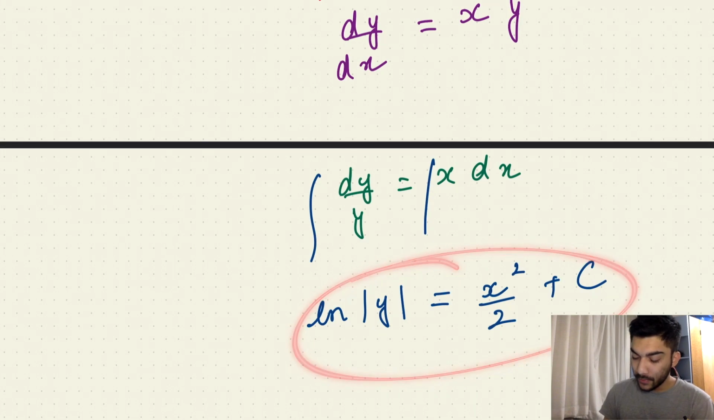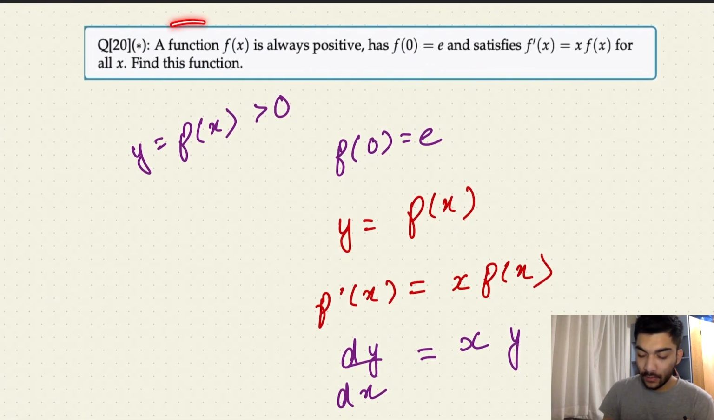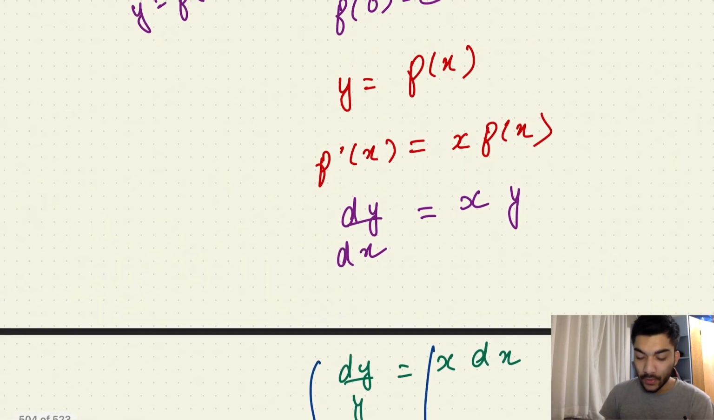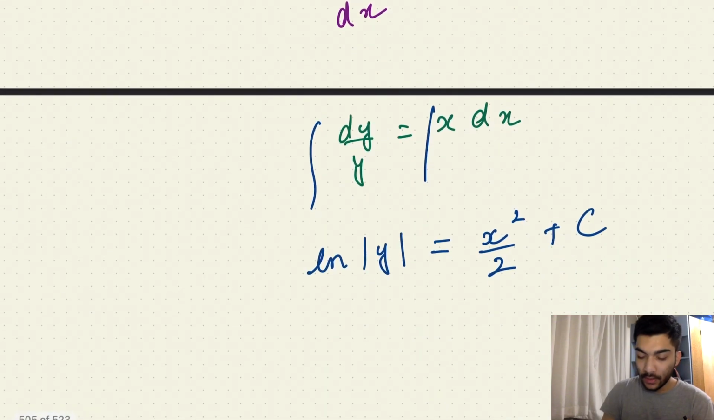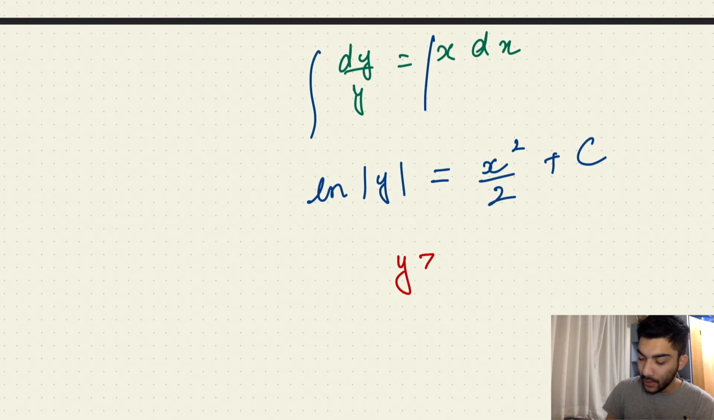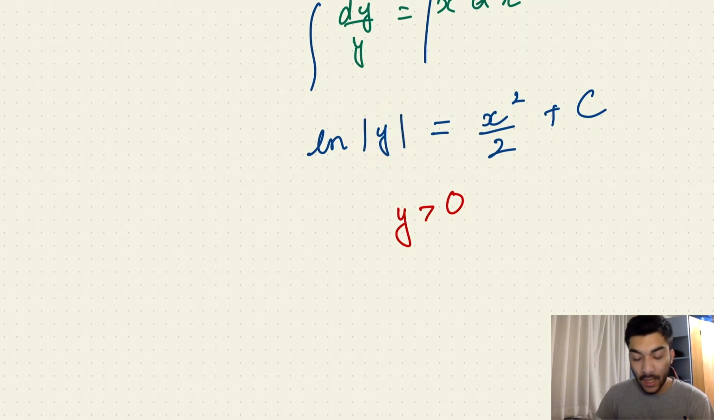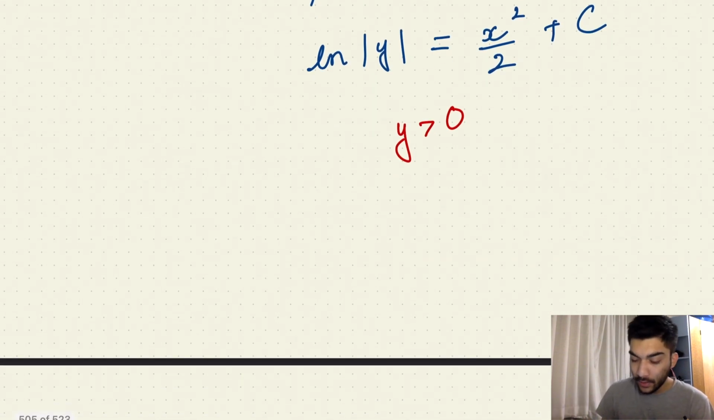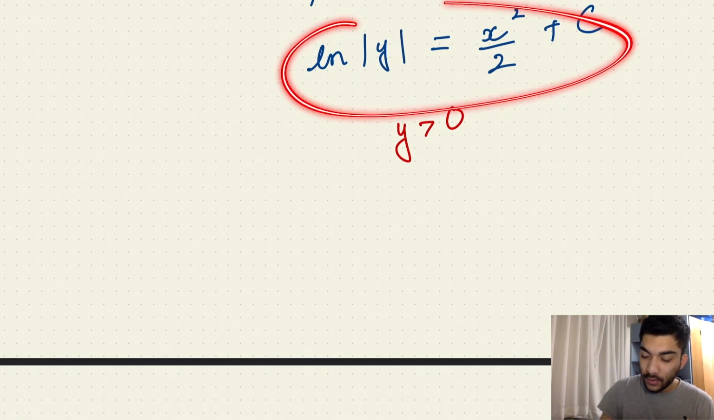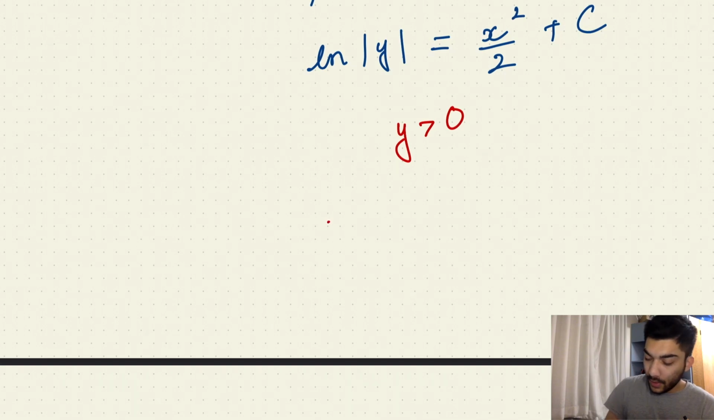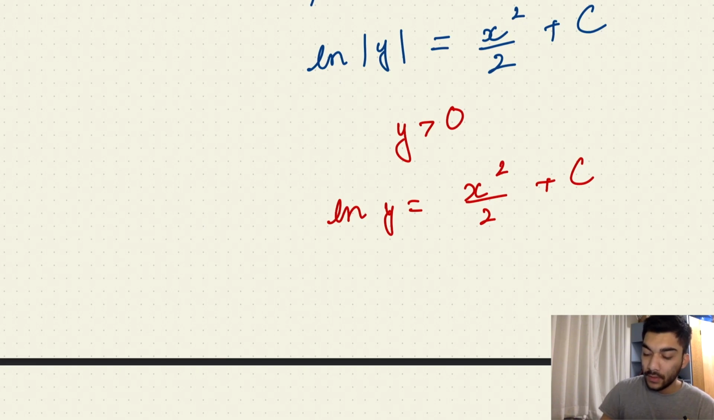Now once we have our final expression, let's use the fact provided in the question. You have been given that your f of x is always greater than 0, which is your y as well, right? So your y is always greater than 0. Since y is always greater than 0, we can get rid of this absolute value, because taking the absolute value of a positive number or not taking it are the same thing. So we can write this equation as simply ln y equals x squared by 2 plus c, and now we can use the initial condition given.